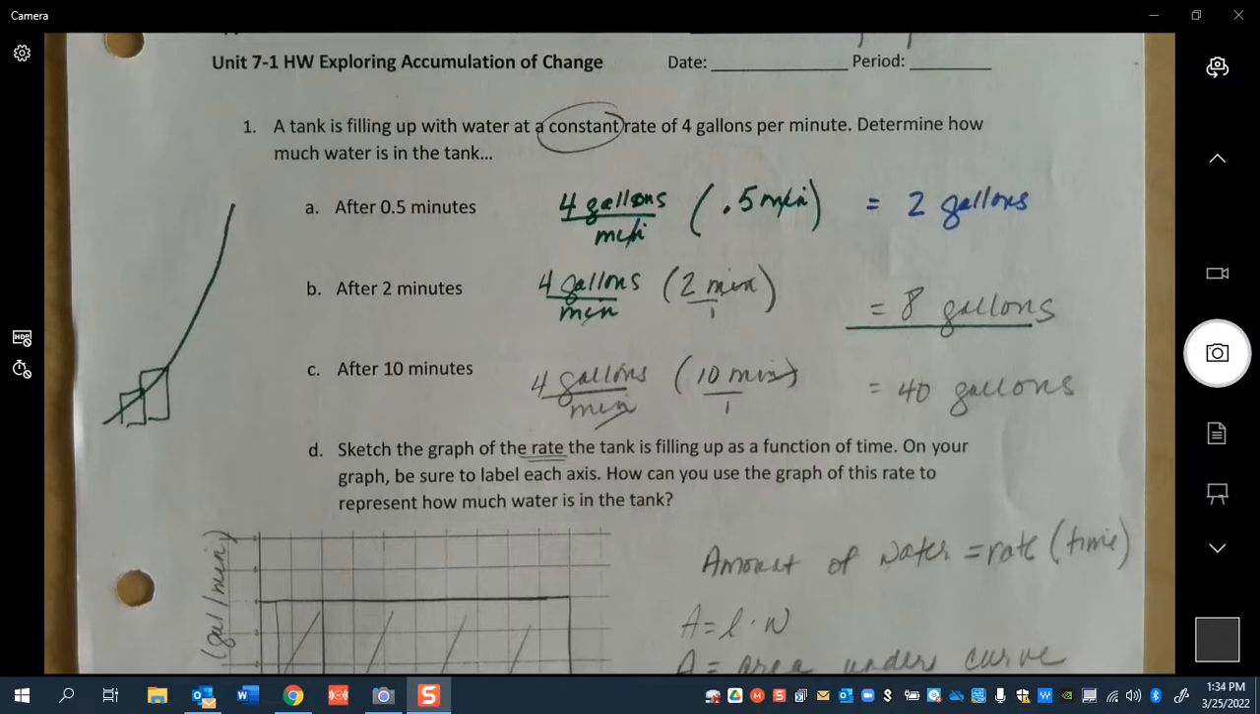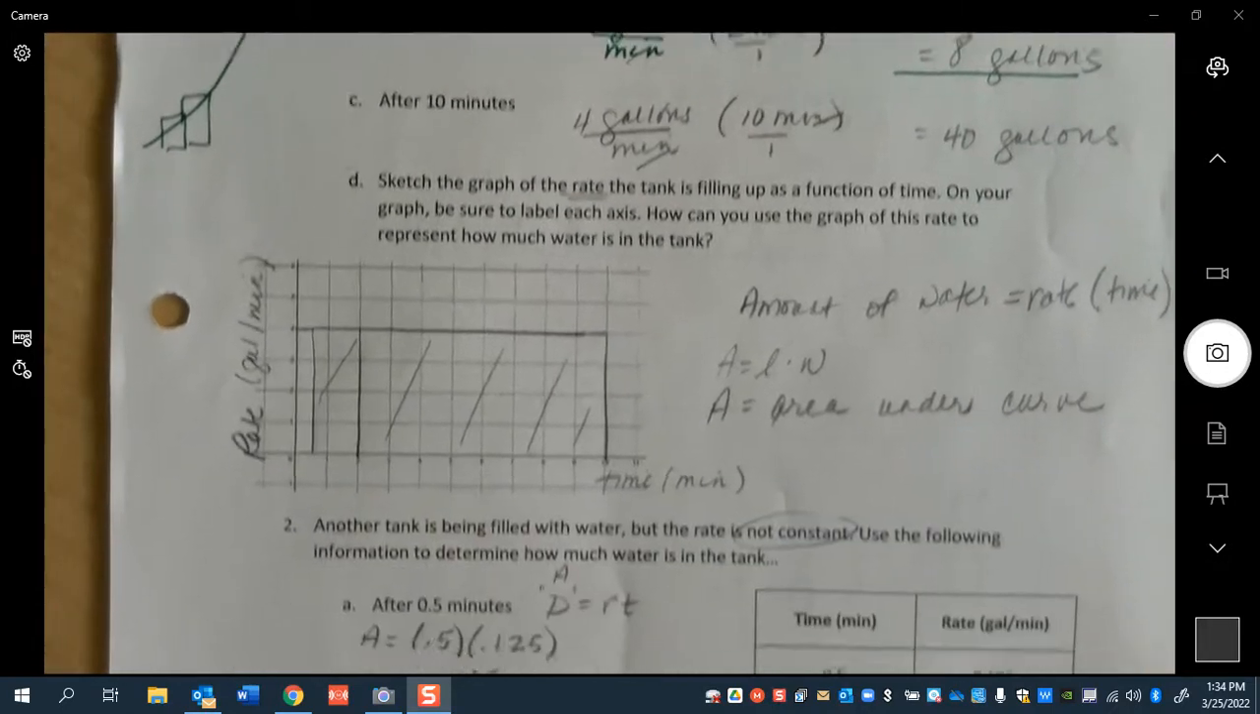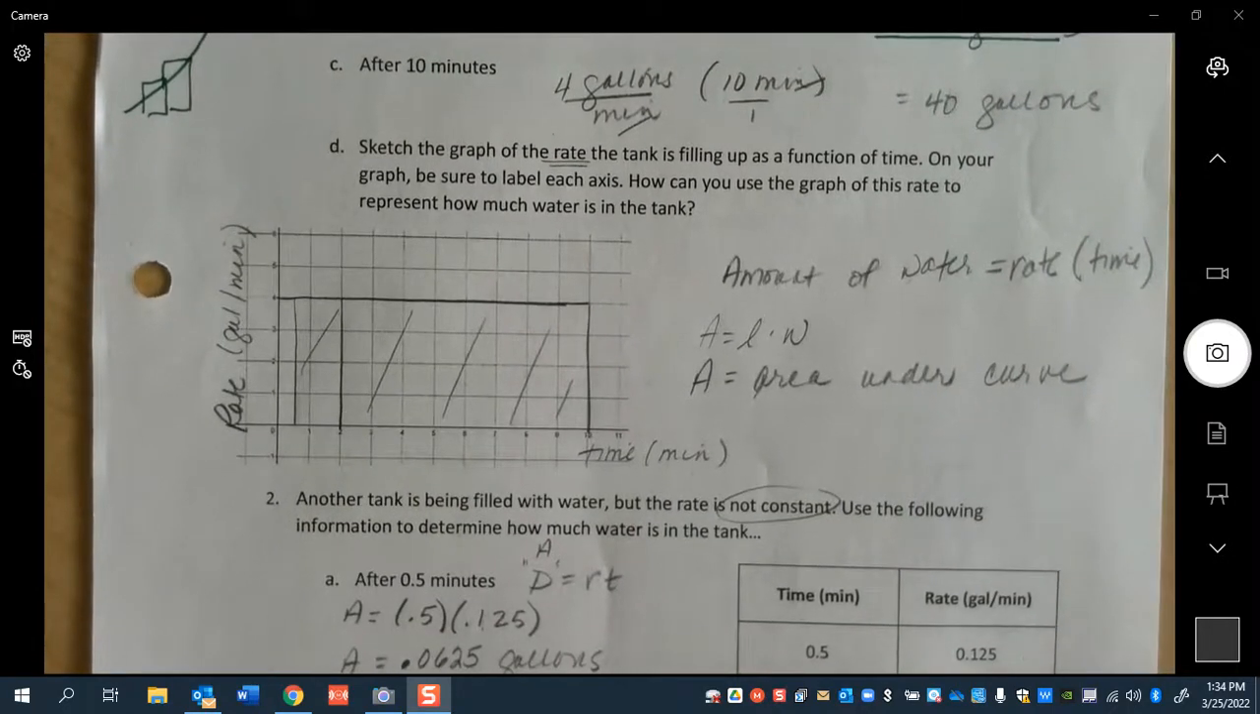The rate is 4 gallons per minute. Each minute, 4 gallons add to my tank. It's constant. All right, so then when we sketch it according to time, there we have this understanding, and no matter what, our tank is filling up without a problem.